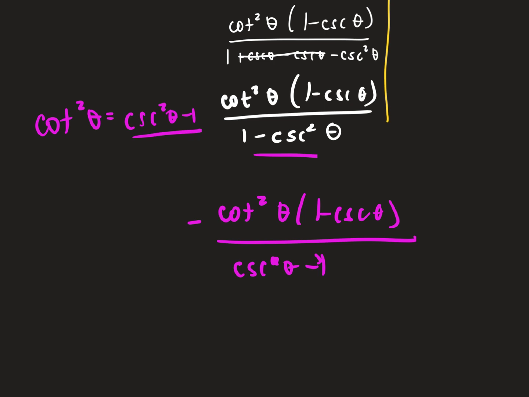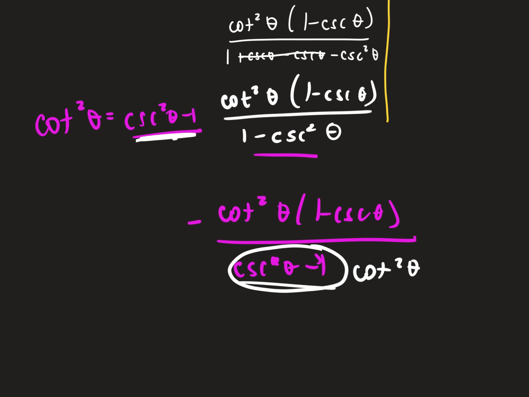That's what it would equal to, right? Are you guys okay with that? We changed the signs, right? Look, we changed the sign here and here, and here and here. We've just flipped a sign. So when we did that, we can now replace this with cotangent squared of theta, correct?